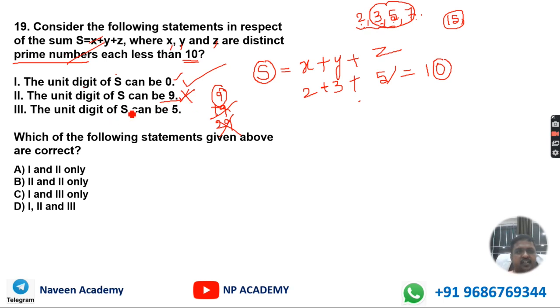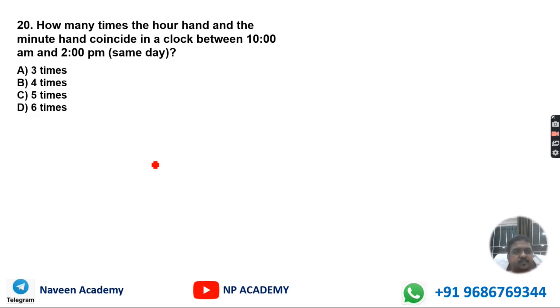Similar way, the unit digit of S can be 5. We'll check. Yes, see, already I solved. 3 plus 5 plus 7, it is 15. So last digit we are getting 5. Yes, third statement is true. So the first statement and third statement are true. So if you see the options, 1 and 3 is the right answer. Option 3. Clear, my dear friends? Just we have to read it, we have to solve it. Okay, we'll move on to the next one.